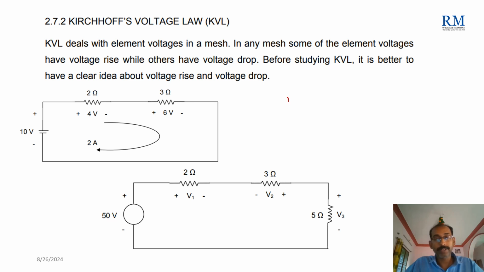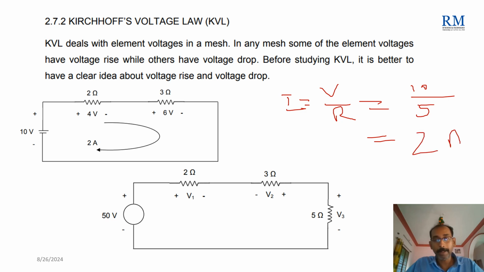The value of current I is equal to V by R. As per Ohm's law, I is equal to V by R. The voltage given is 10. 10 divided by the addition of these two, because these two are connected in series, right? So 2 ohm and 3 ohm are connected in series. In a series branch, you can add the resistances. 2 ohm plus 3 ohm is equal to 5 ohm. So the current flowing through this mesh is nothing but 2 ampere.